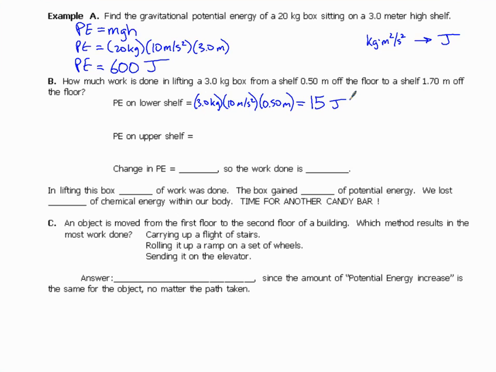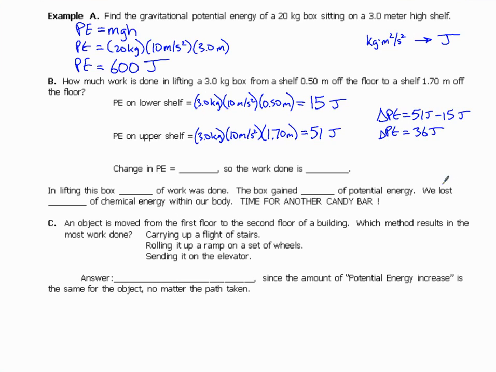The potential energy on the upper shelf: mass is 3, acceleration of gravity is 10, new height is the only thing that changed, 1.70 meters, and it comes out to be 51 joules. And so the change in potential energy is the final potential energy minus the initial potential energy. And that is 36 joules.